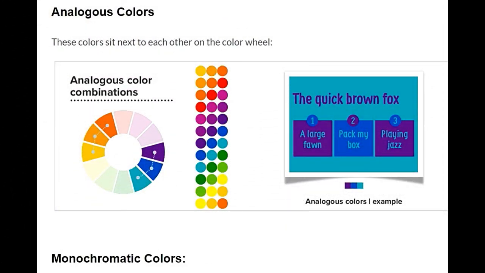Analogous colors. These colors sit next to each other on the color wheel. Try to observe the composition of colors in the color wheel and try to find analogous colors that you know.